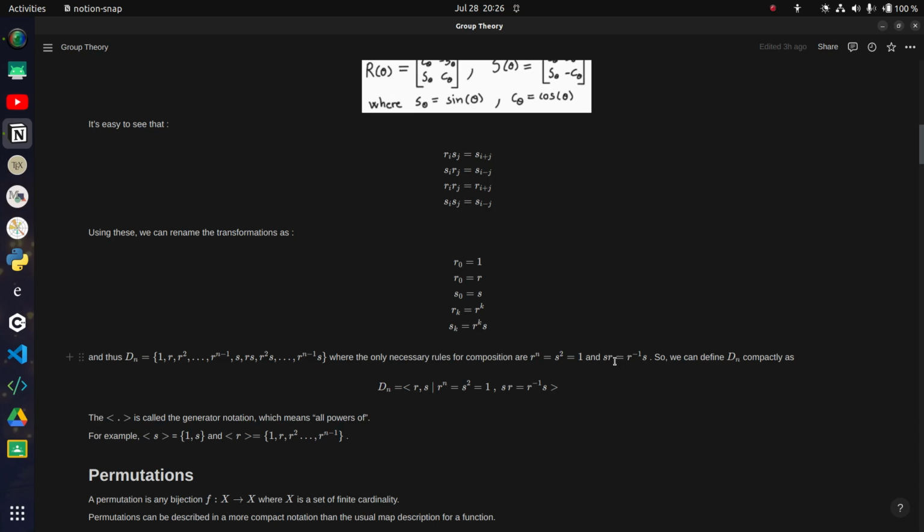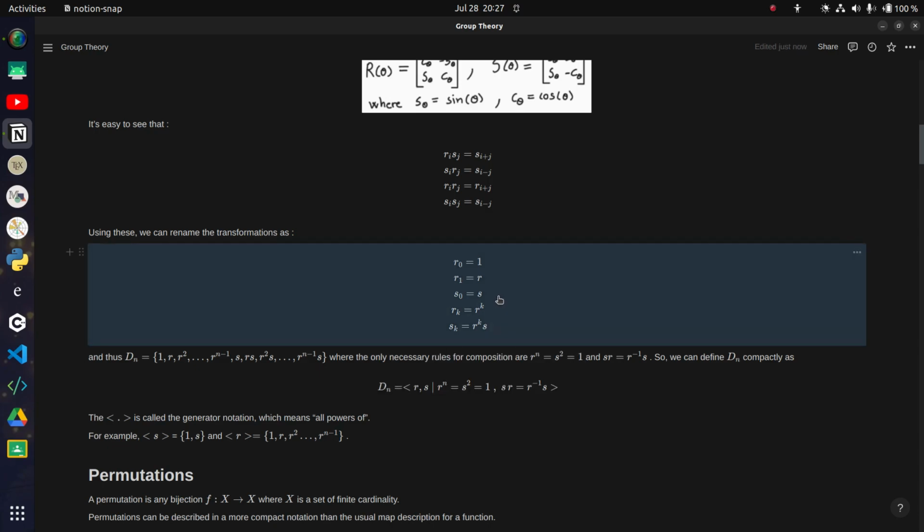Yeah, and so we can define D n even more compactly. Oh, I didn't explain this change of notation, did I? So all of this can be boiled down by just changing our notation a bit. Instead of using these subscripts, we'll just set R1 to be R, R0 to be the identity element, which is 1. I should probably call it the identity matrix, but just calling it 1 for now. And S0 is S.